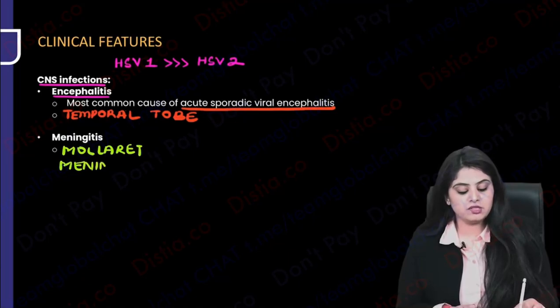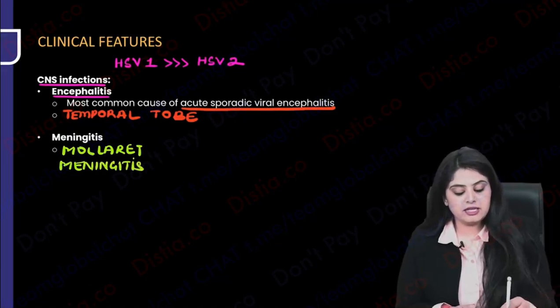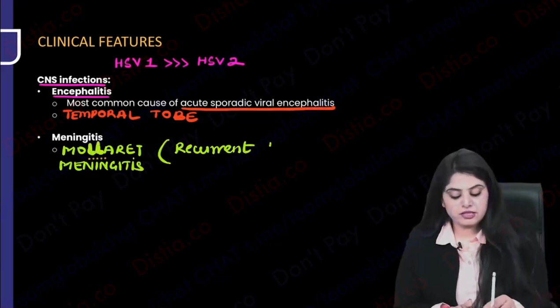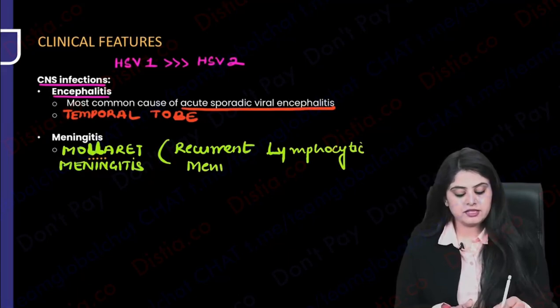Firstly, you will ask me what is Mollaret meningitis. It is a kind of a recurrent lymphocytic. Dekho, Mollaret had lots of L's. Mollaret had lots of L's. So it is a recurrent lymphocytic meningitis. It is a recurrent lymphocytic meningitis that is there.